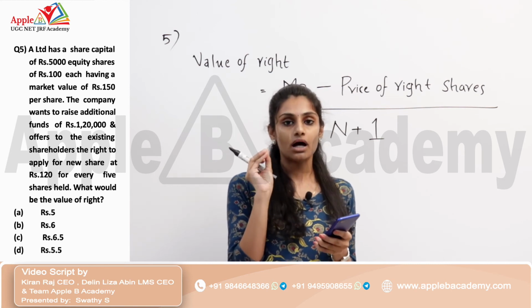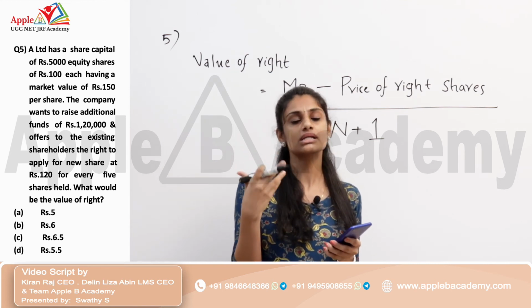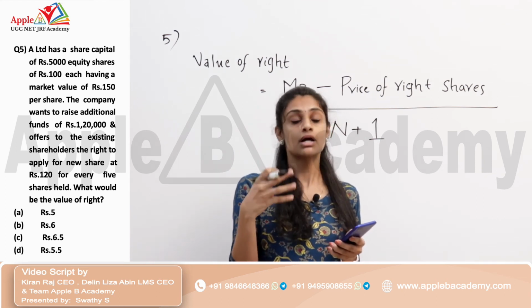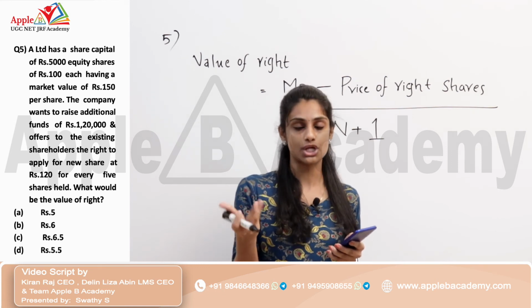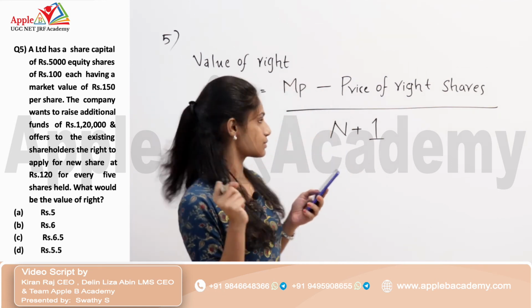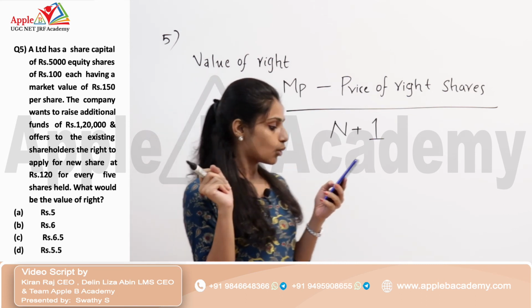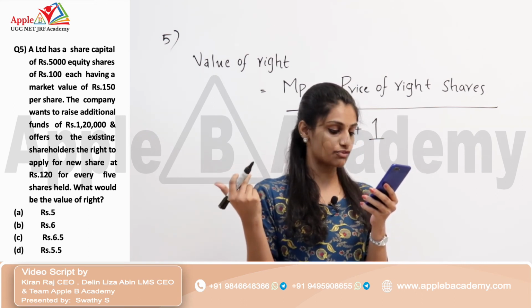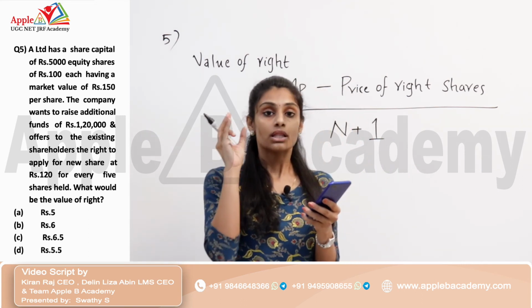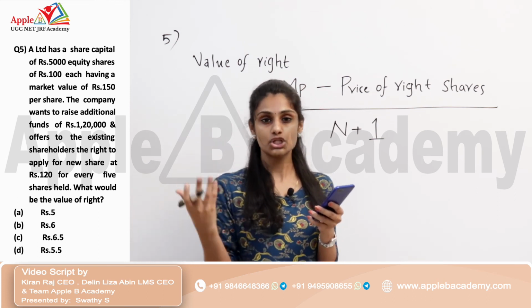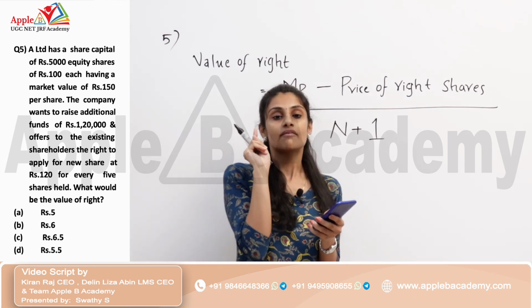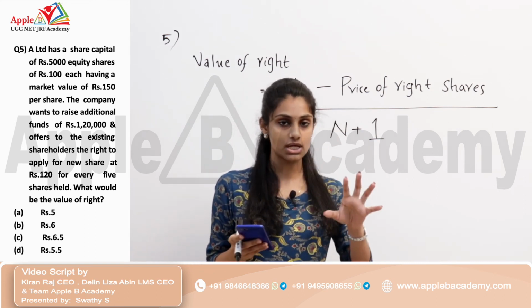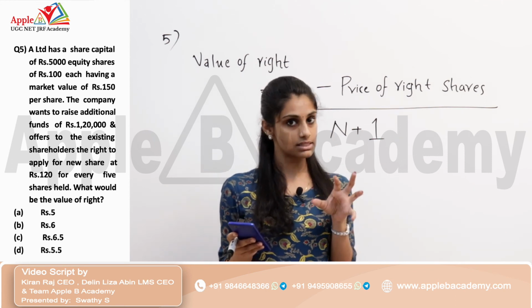So what do you mean by right shares? Right shares give an opportunity, or a right, to the existing shareholders to subscribe when the company is issuing new shares, at a special price also. In this question the market price is 150 and the right price for the share is 120, and one share will be allowed for shareholders who hold 5 shares. So one share for every 5 shares held. That means a person with 5 shares can purchase 1 share.